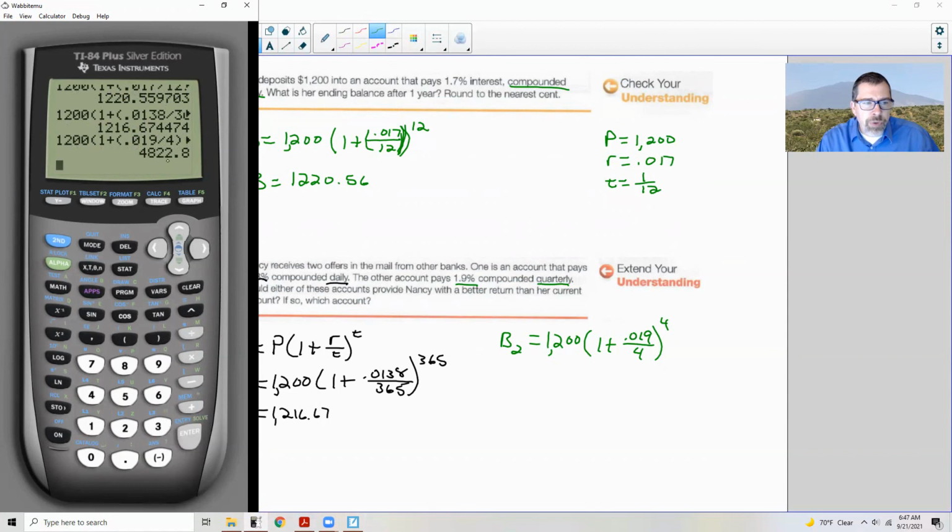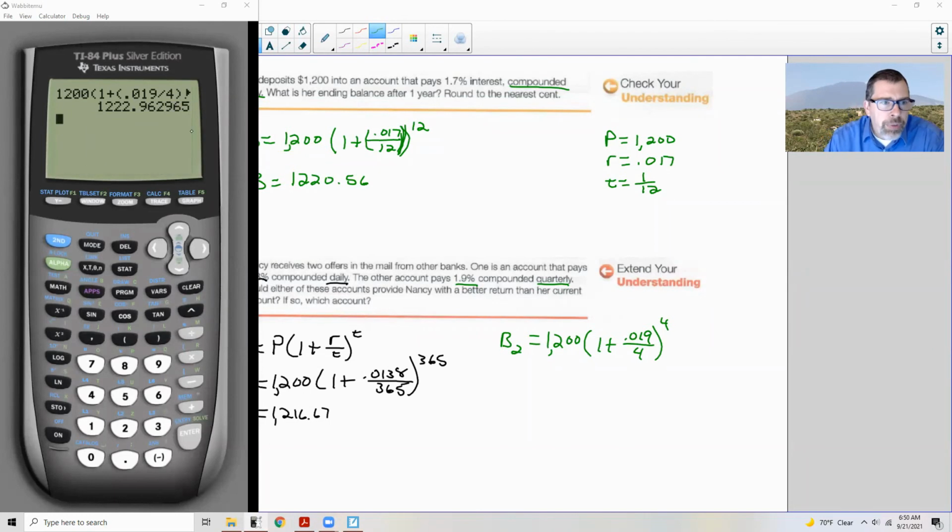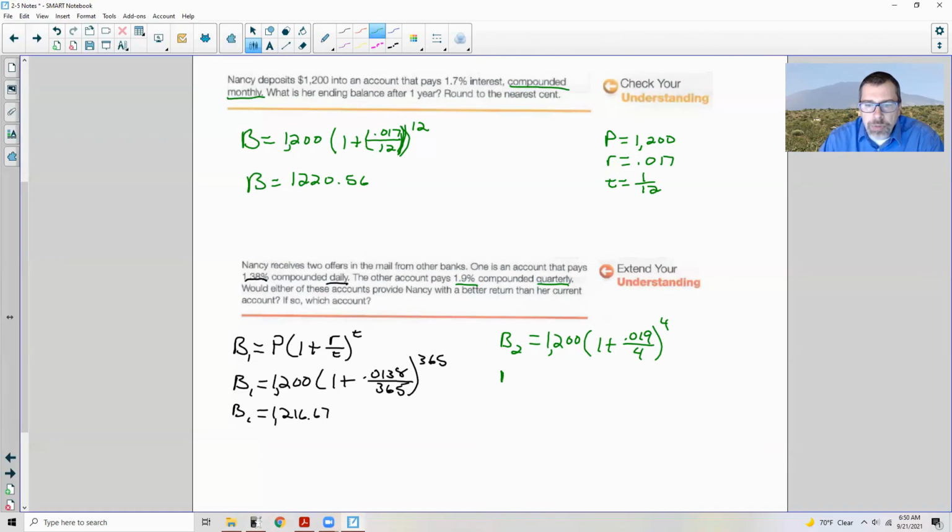Okay, and now that came out to be 4,000. That's definitely not going to be correct. So what we need to do is adjust this. I think I put just times 4 at the end instead of to the 4th power. I re-entered this and it's 1,222.96. Okay, so I apologize for that. I just entered it incorrectly in the calculator. Once I got that 4,000, I'm like, whoa, timeout. It can't be that much more. So anyway, 1,222.96 is the better deal. So she should choose the 1.9% compounded quarterly. All righty.